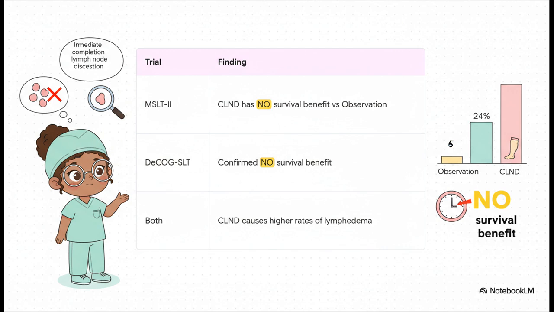They took patients with a positive sentinel node and randomized them. Half got an immediate completion lymph node dissection, that means taking out all the rest of the nodes. The other half just got simple observation with serial ultrasounds. And what did they find? Well, taking out all the nodes gave better local control, sure, but it gave absolutely zero benefit in melanoma-specific survival, and it came at a huge cost, a staggering 24% rate of lymphedema, compared to just 6% with observation.